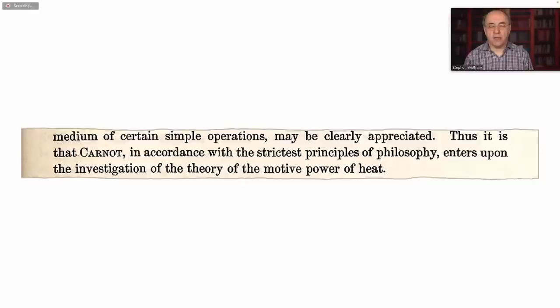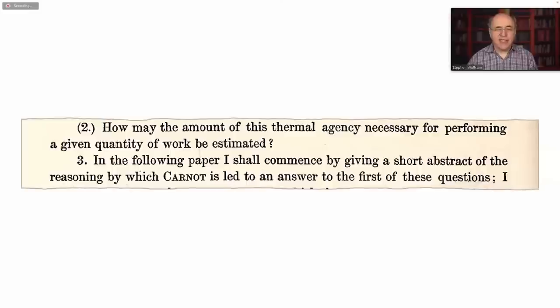But I think one of the things that's come out of what I've tried to do is the realization that they are all three of the same kind of philosophical status in terms of their establishment from general features of things like the nature of observers, ideas about how computation works, and so on. Okay, so Kelvin, at this point, is writing about Carnot. He's a little bit squiggly in talking about caloric. He does mention it one time, but mostly in this paper, he talks about thermal agency. He talks about how the amount of this thermal agency necessary for performing a given quantity of work may be estimated.